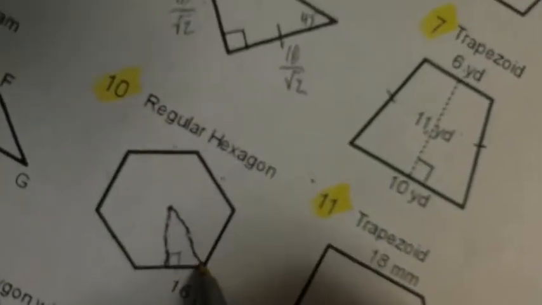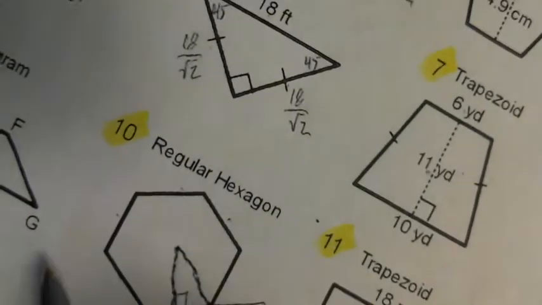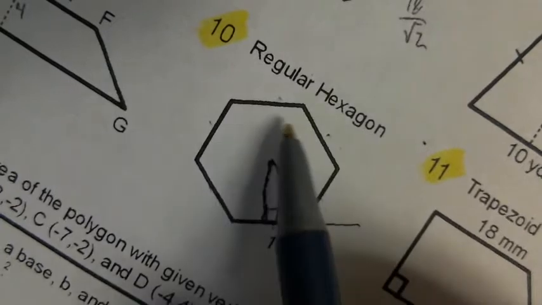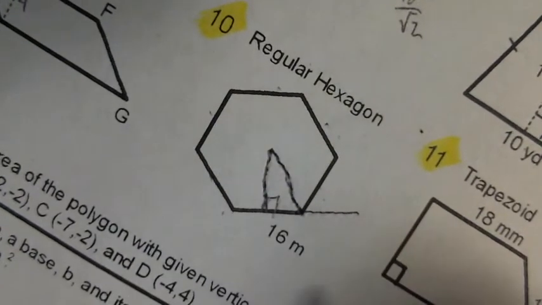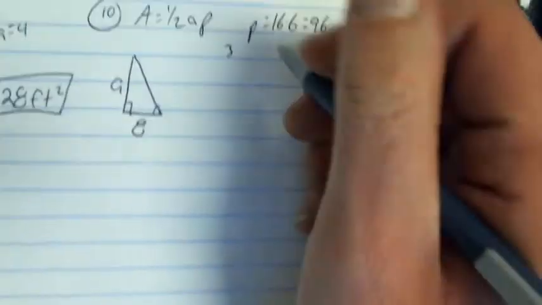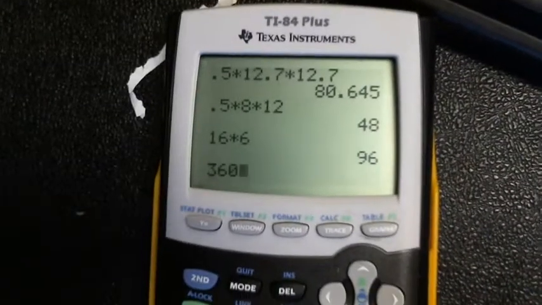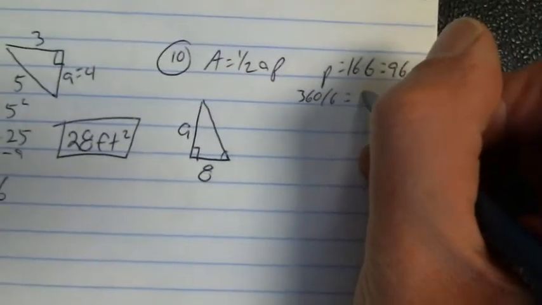The hexagon is 360 degrees all the way around. There's 1, 2, 3, 4, 5, 6 angles. 360 divided by 6 is 60. So that's 60 degrees here on the outside.